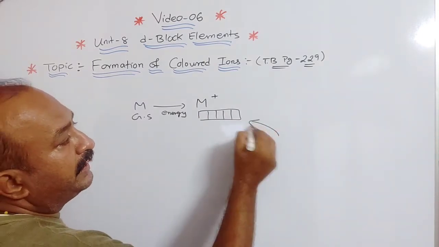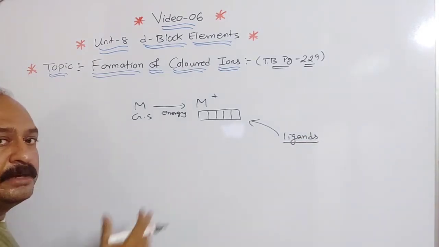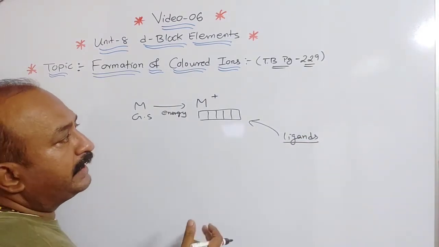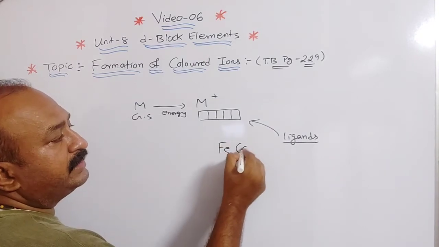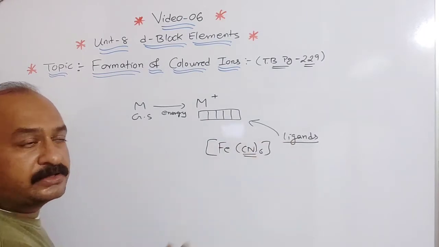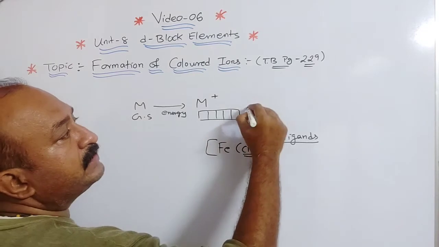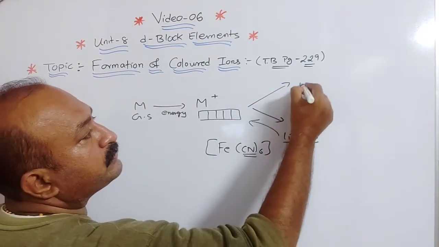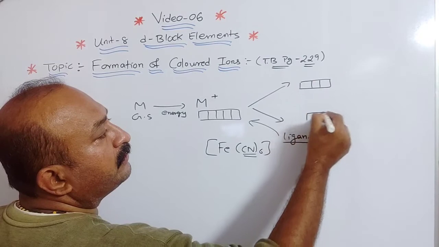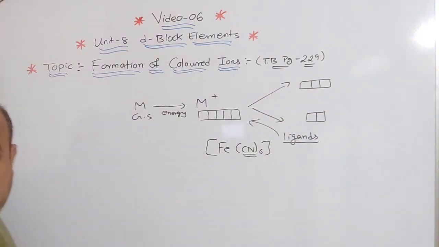But when a ligand approaches, ligand is a term for a neighboring molecule, an atom or an ion, for example when we write Fe(CN)6. So when they approach the metal ion, what will happen? The d orbitals will split. There are 2 types of splitting: 3 orbitals here and 2 orbitals here. Understood? Now this you will study in the coordination compound chapter. It is given on page number 216.